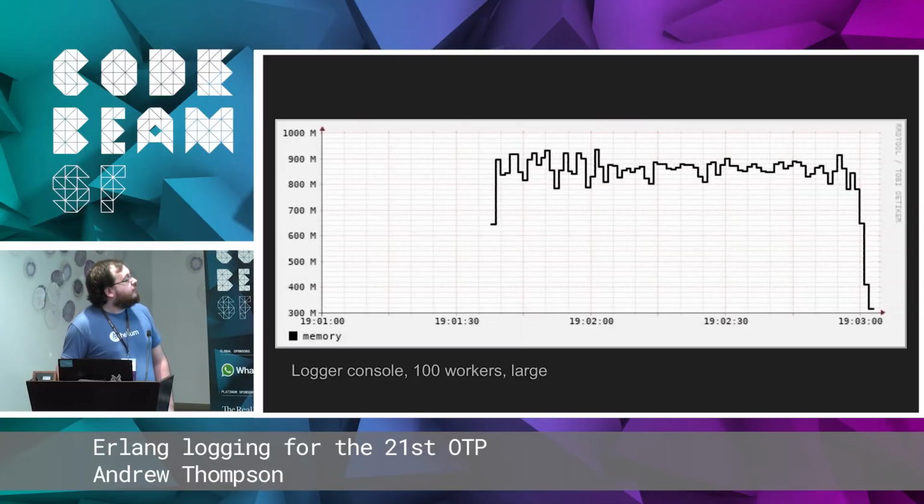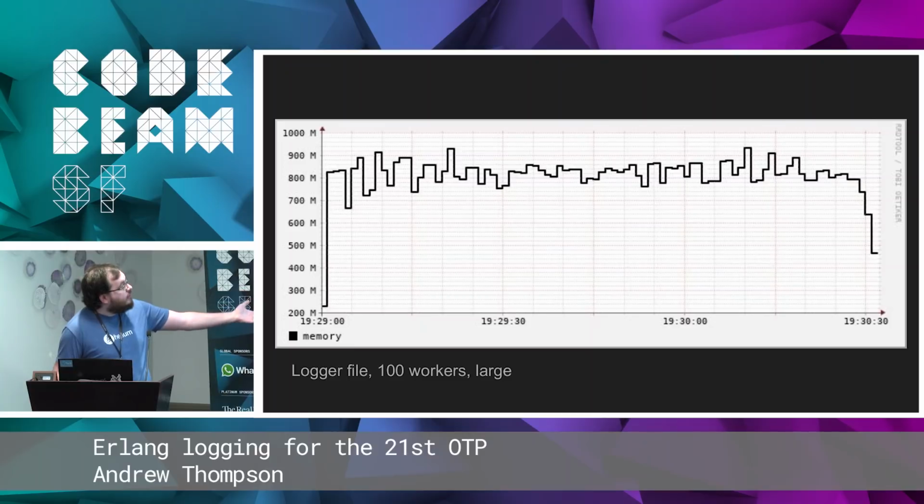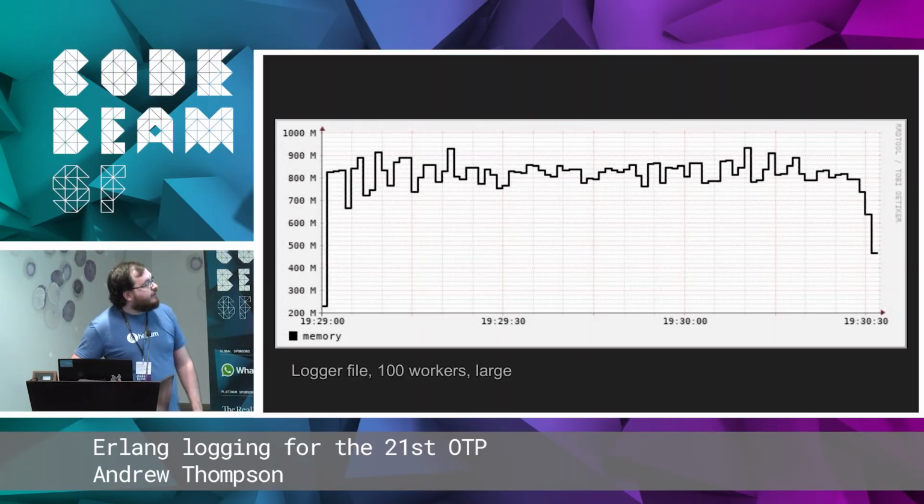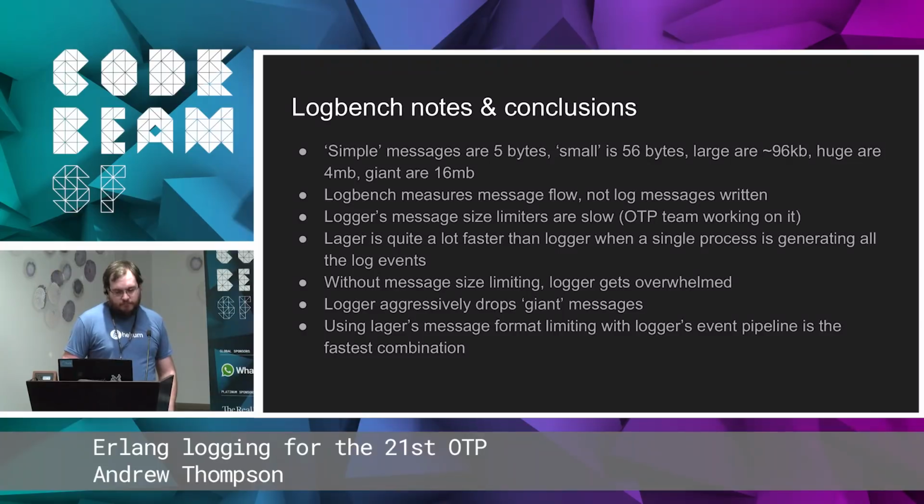So, back to the large messages. If I graph the memory usage of the OTP logger in console mode during the test, you see that it goes up to about 900 megabytes and just sits there for the duration of the test. Similarly for the file. This is in the default configuration. So be aware that you may use a lot of memory with the default OTP configuration for OTP 21. The others were much lower. I didn't include them because they weren't super interesting, but these were the outliers.